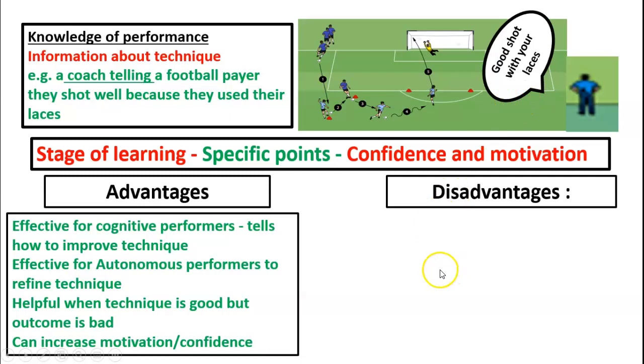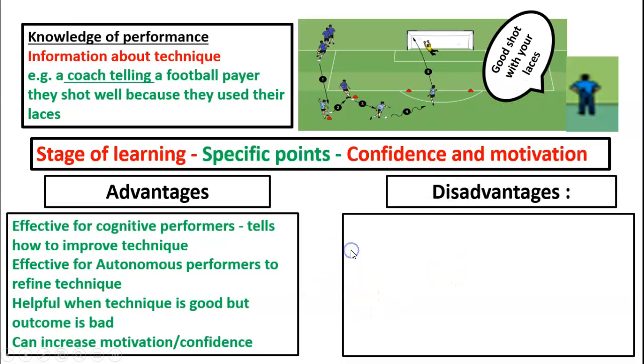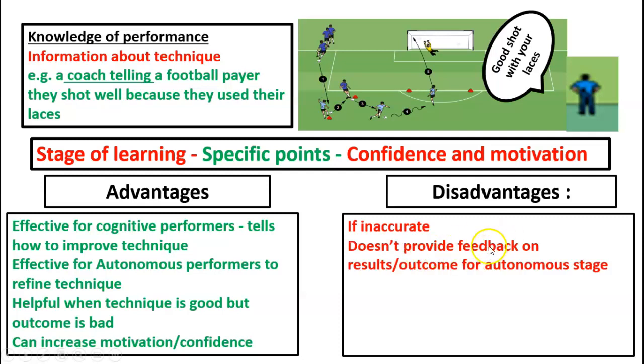So the big problem with knowledge of performance feedback is if it is inaccurate. If it's inaccurate, that can lead to a lifelong habit of poor technique, whereby performance is poor. On top of that, if you're just saying, good shot with your laces, as the coach has said here to the performer, it doesn't provide feedback on results or outcome of the performance. Autonomous stage learners, if they're elite performers, are often judged by how successful they are, so whether the results are high or not, how many goals they scored, for example. So although this is really good for technique, it doesn't provide feedback on outcome.